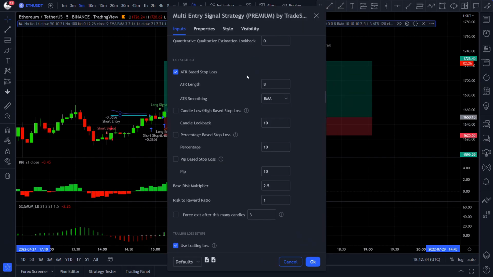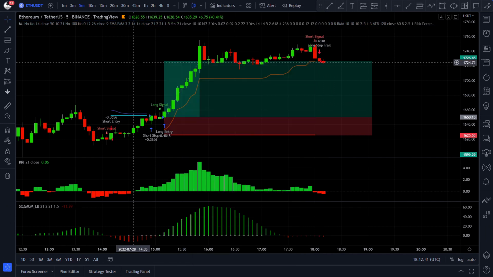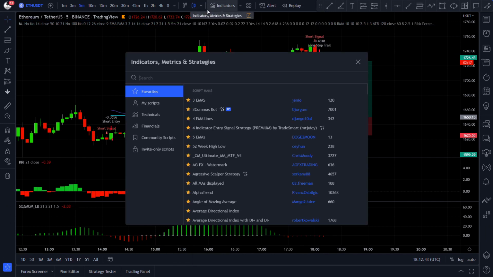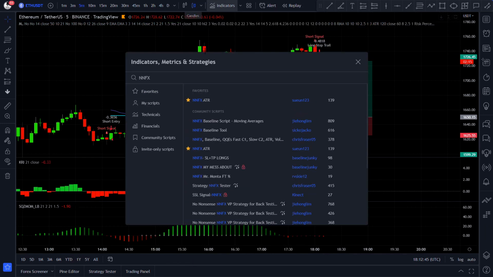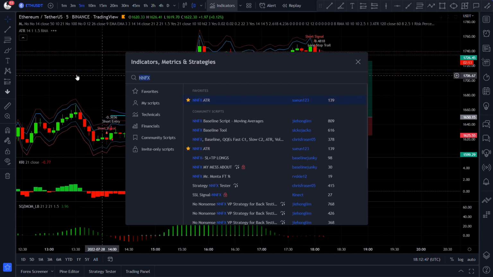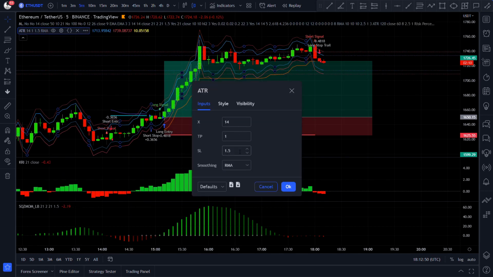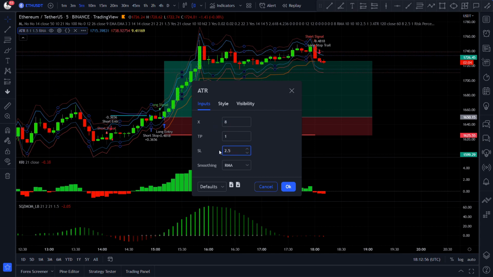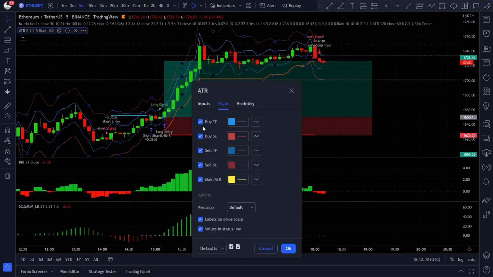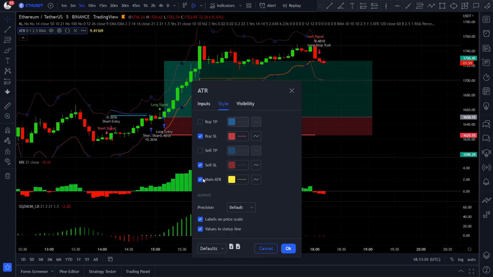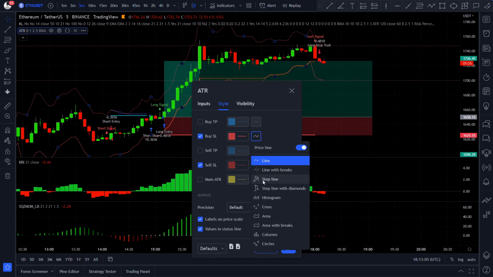Moving on, we will set up our stop loss levels. I found that the 8 length, 2.5 times ATR gives pretty good results, so we are going with that. For that, open up the Indicators tab and type in NNFX ATR. Click on this one. Then go into its settings, change its X value, which is the ATR length, to 8, and the SL value, which is the stop loss, to 2.5. Then go into the style settings, untick the buy TP, sell TP, and the main ATR. Then change the line styles to step line.